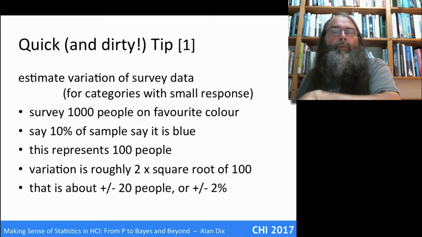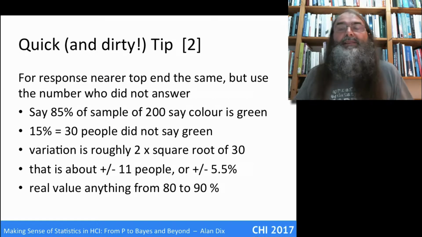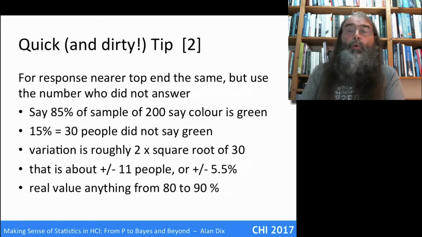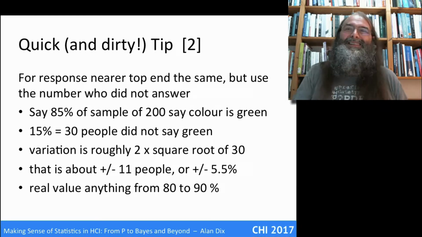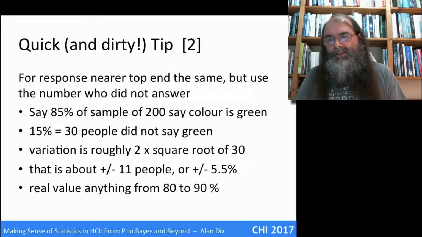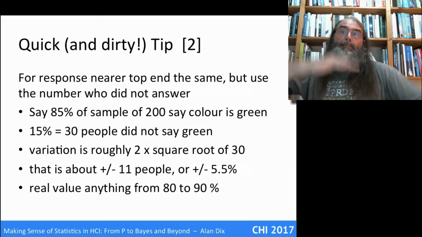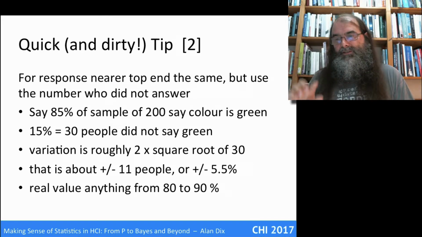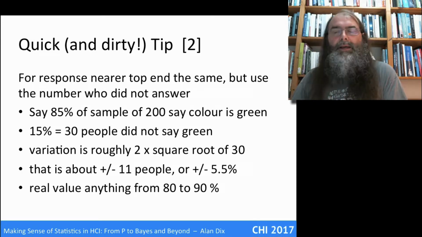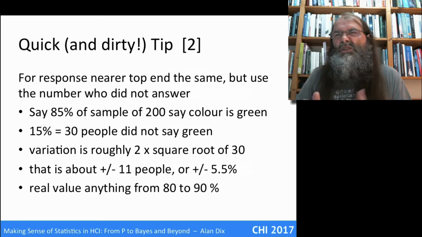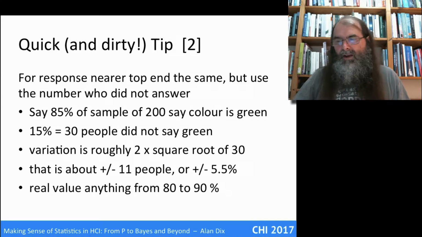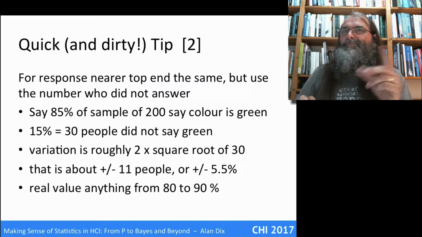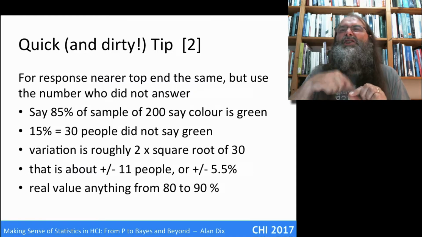That was for a smaller number. Sometimes it might be something like 85% of the sample, so I'll do another one. Now we've got a smaller sample, only 200 people, and 85% said their favourite colour is green. How reliable is that? Here, instead of taking the bigger number, you take the small bit that's left. So you take the 15% that's left, the ones who didn't say green. That's 30 people. The square root of 30 is about 5.5, multiplied by 2, about 11. So plus or minus 11 people from 30, so just under 20 to just over 40.